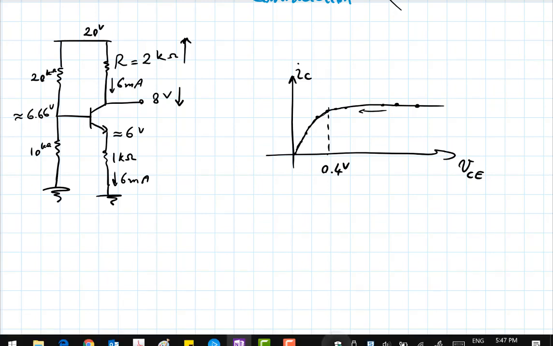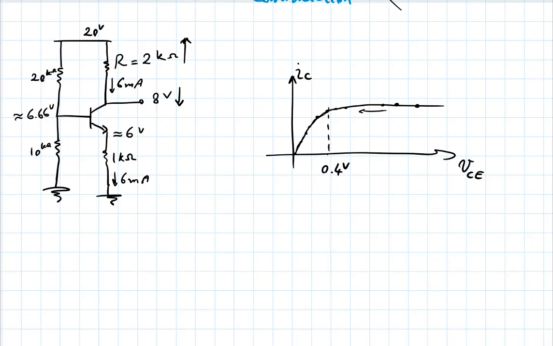Your collector emitter voltage is basically playing in this range, 0.4, 0.3. If you really push things too hard, maybe you will get to 0.2. But by then, you will not have much collector current to create a big voltage drop on that resistor R.